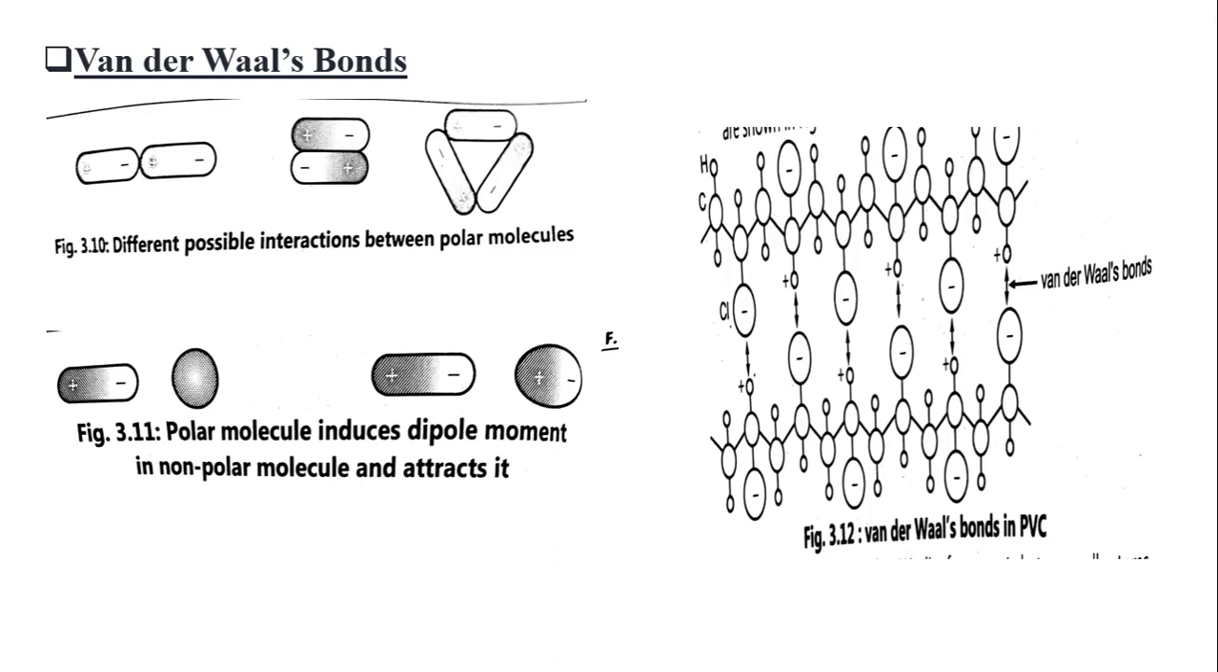The van der Waals bonds in PVC, polyvinyl chloride, are shown in this figure here.